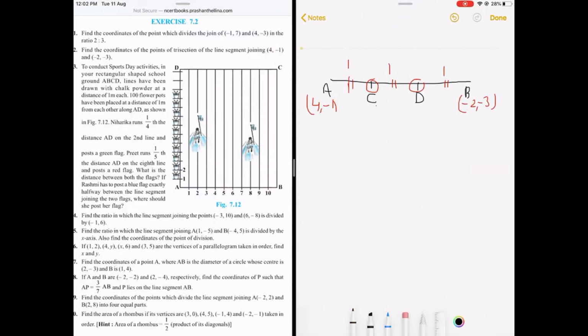How do we find it? If we are going to find the coordinates of C, these coordinates are X and Y. Coordinates of a point are X and Y. If we need to find X, we are going to use the formula (m1 x2 + m2 x1) / (m1 + m2). So x is equal to m1 is 1, x2 is -2.